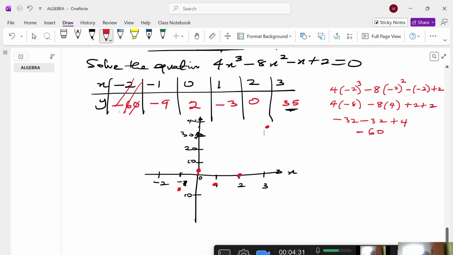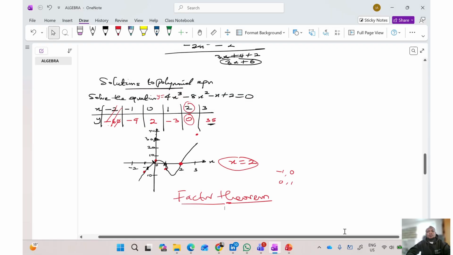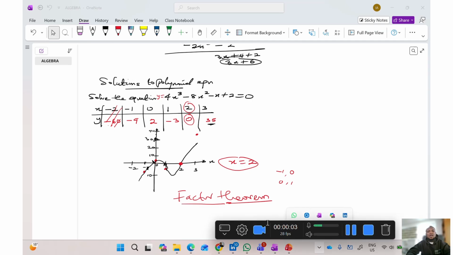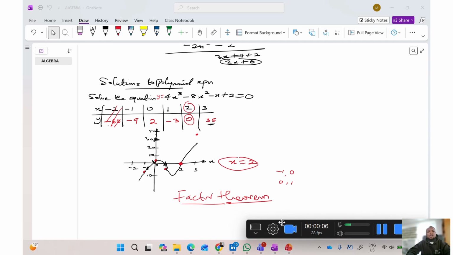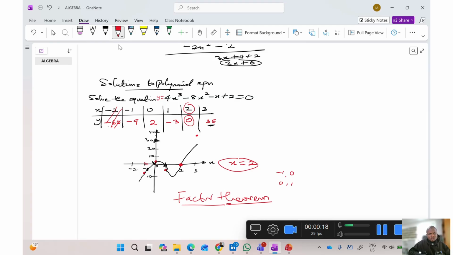Then you join the points together. Then I have something like this. It goes this way. So this is the curve. If you look at this curve, the solutions are at 3 points. Like I said earlier, the solutions are at 3 points. If you take a look at this graph, you will notice that there is a solution between -1 and 0. There's another solution between 0 and 1. There's another solution at 2.